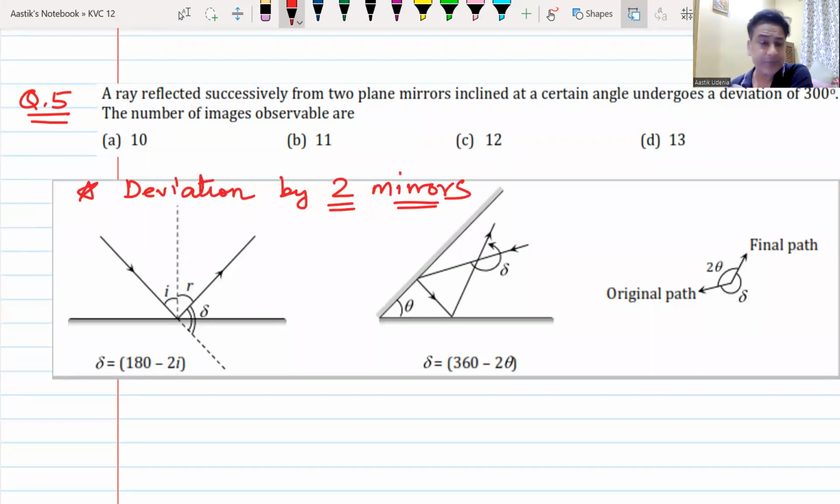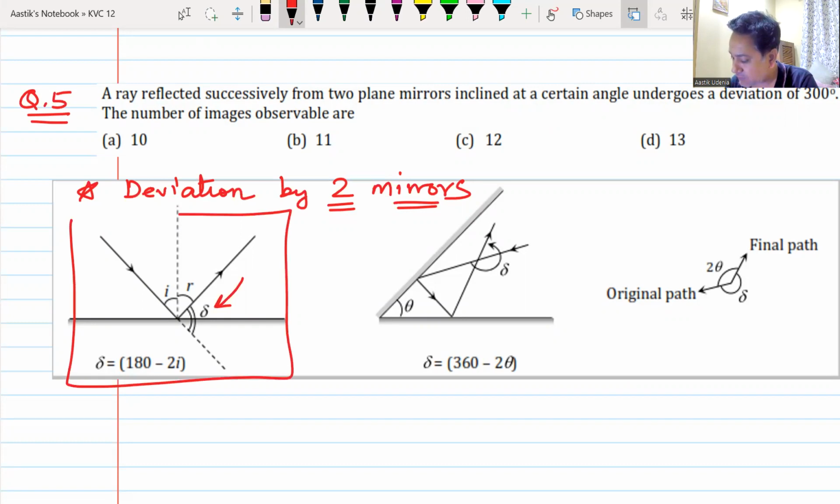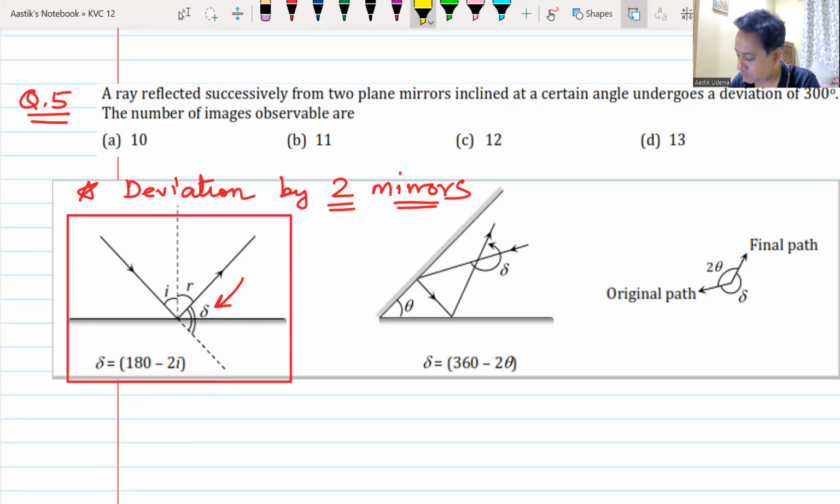If I have two mirrors, what is the deviation caused by two mirrors? If there is one plane mirror, how much does the ray deviate? We have seen this diagram, which is there in box number 1, the yellow box. The deviation caused by one plane mirror. Have you seen this? Have you noted this down? Class, do we remember this?